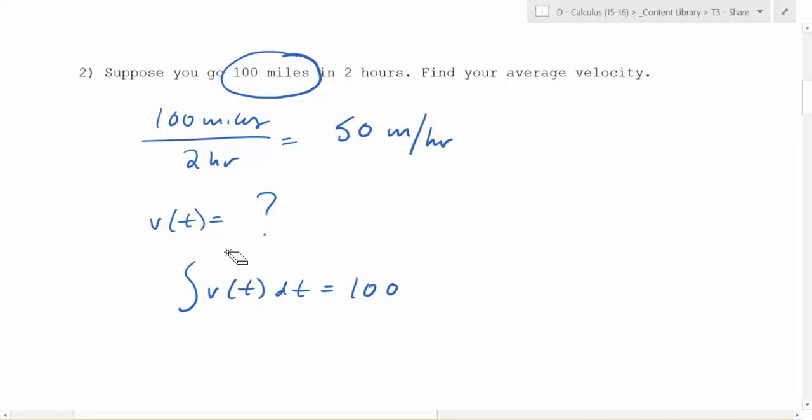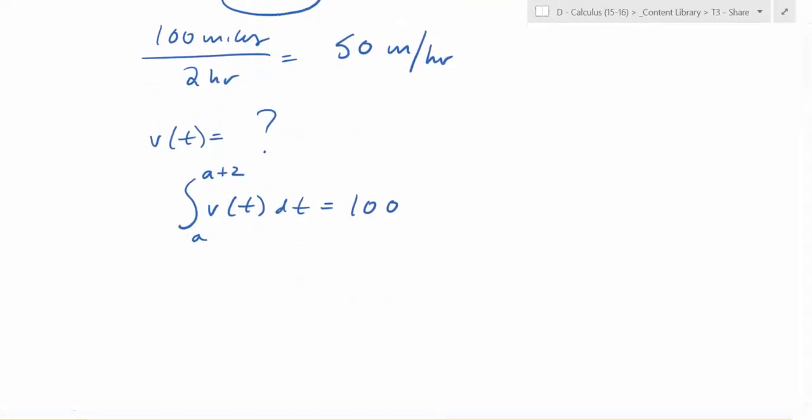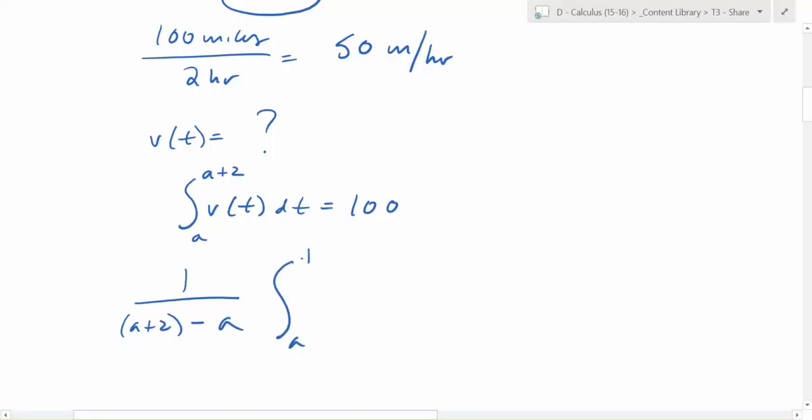So if we started at time, let's say A, and we go 2 hours from A, what would the end time be? Yes, A plus 2. Because what's the difference between A and A plus 2? 2. So what did we do here? We got 100, but to get the 50, we divided 100 by 2. Where does that 2 come from? That's the total time. That's the same thing as dividing by A plus 2 minus A.